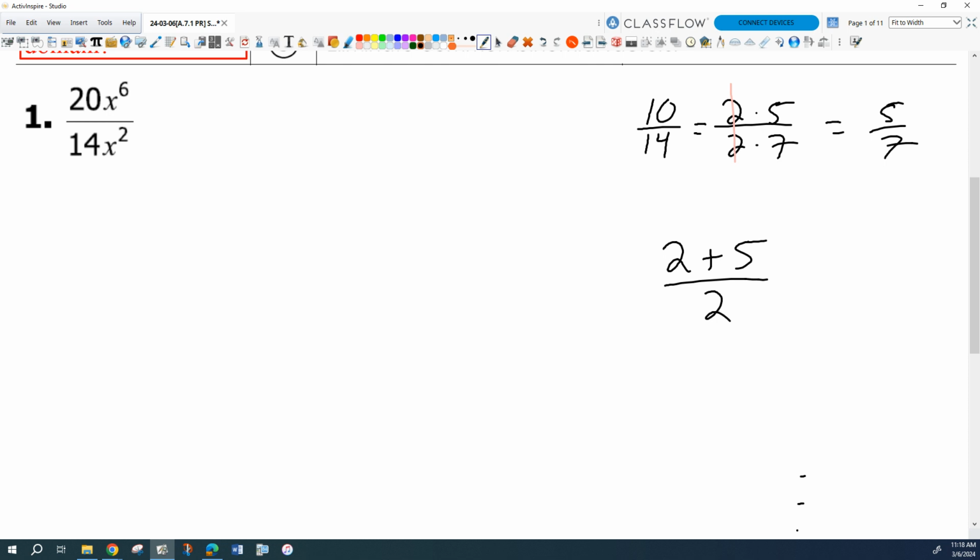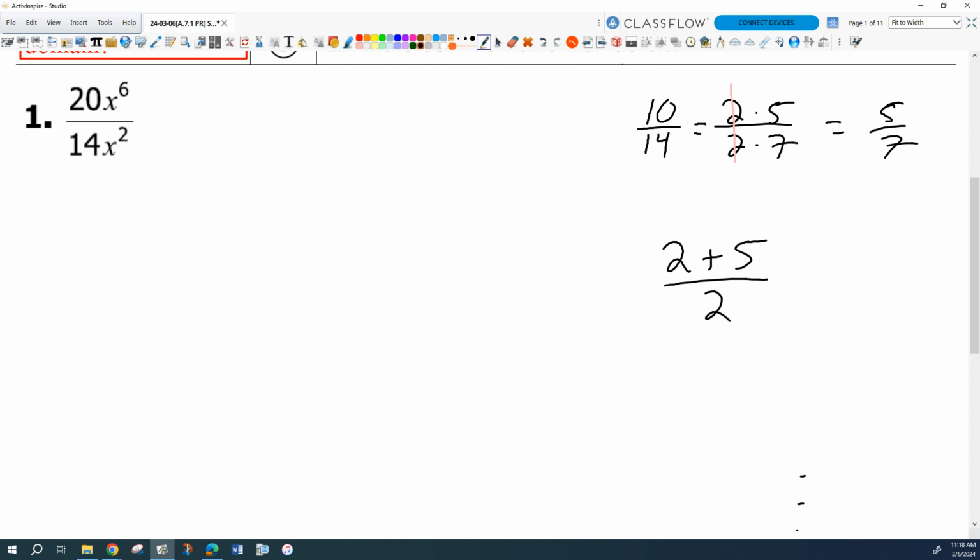Because they're being added. Exactly. You can't cancel stuff when it's being added or subtracted. You can only cancel stuff when it's being multiplied by everything else, right? So in the top, the 2 is being multiplied by everything in the numerator, and the bottom 2 is being multiplied by everything in the denominator. So those are factors, and I can cancel them, right?